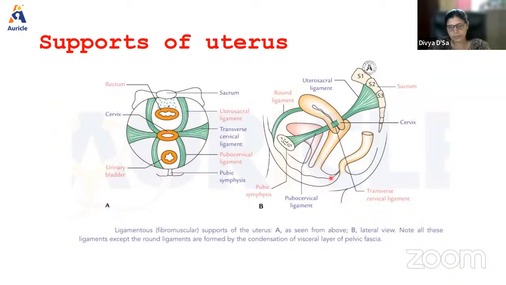The other structure which will help is the perineal body, present down here. That will also provide support. Usually during delivery we give an episiotomy to prevent the perineal tear, the perineal body tear. Then the ligamentous support is provided by the Mackenrodt's ligament, which is otherwise called the transverse ligament. The round ligament is here. Then the pubocervical ligament, the uterosacral ligament, the transverse ligament, and the round ligament provide the support.